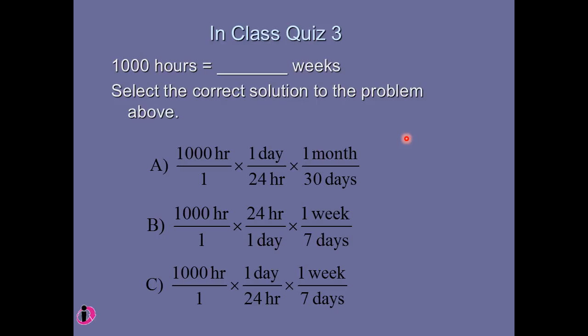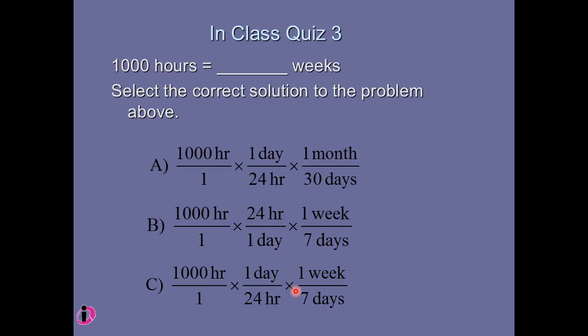Is the last one C? C is the right answer, right? C, 1,000 hour, and then here we have hour again. 1 day equals 24 hour, and then again we cancel out the days. So we'll be left with only week, right, at the top. So the right answer is C.